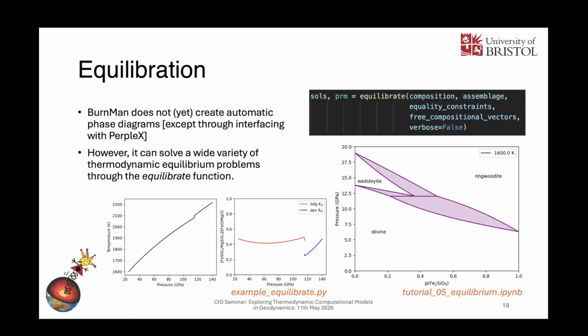We have made the decision not to do this within BurnMan because at the moment it is a pure Python code and it would be way too slow within pure Python. There are many other tools that you can use, including MageMin and Hephaestus, which will do these things much more quickly.